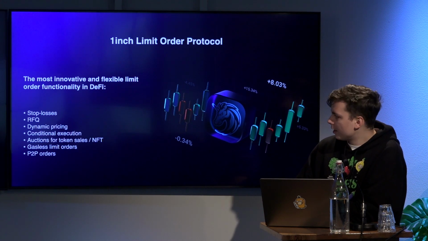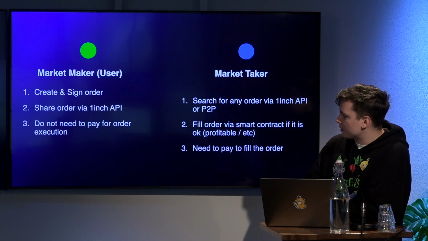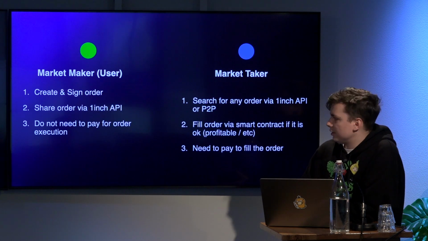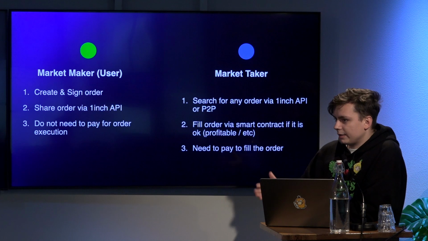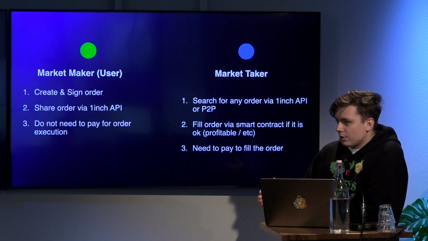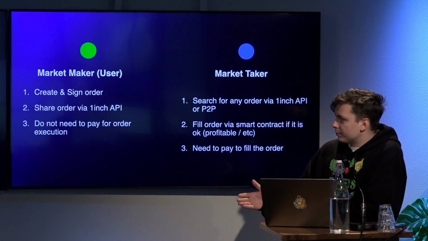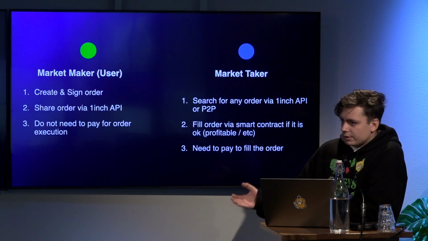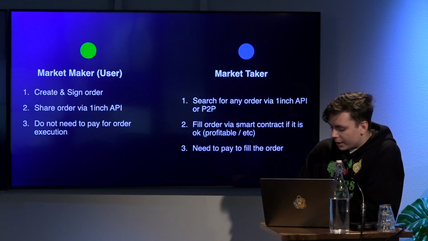right now. Yeah, so let's talk a bit about how it works. Basically, there are two parties. It's a market maker, a user who just creates and signs the order and shares this order through all the network. And there is another party, the market taker, that needs to search across all users' orders. And if the market taker finds something that is suitable, that is quite profitable, they just need to execute that. That's it. Basically, there is quite a good market on that.